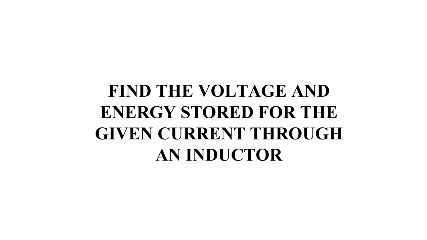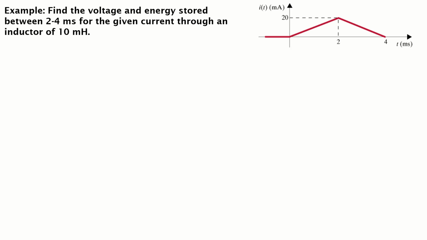Welcome back. Let's solve an example that involves an inductor. We have the current through the inductor in the form of a waveform, and we need to find the voltage and energy. This is the current represented as a waveform through an inductor, and the value of the inductor is 10 millihenry. We need to find the voltage and then the energy stored between 2 and 4 milliseconds only.